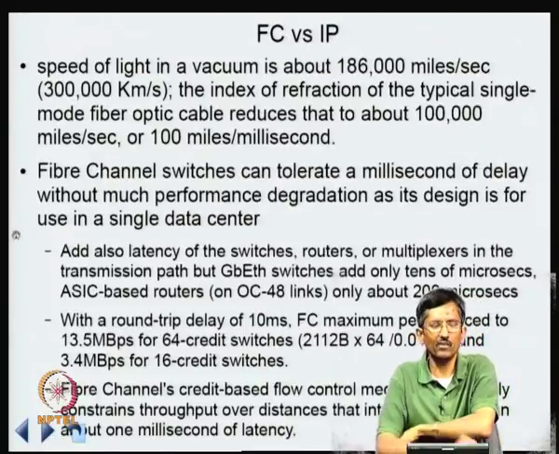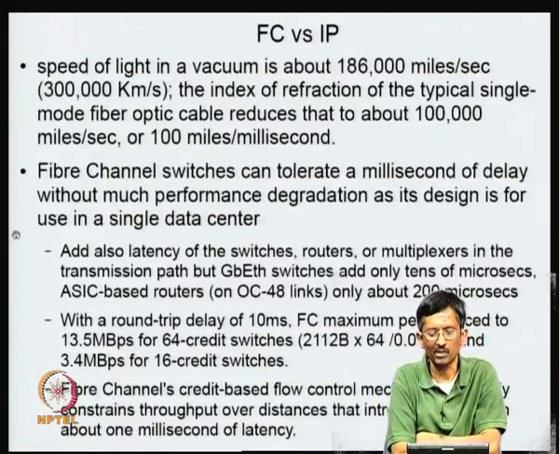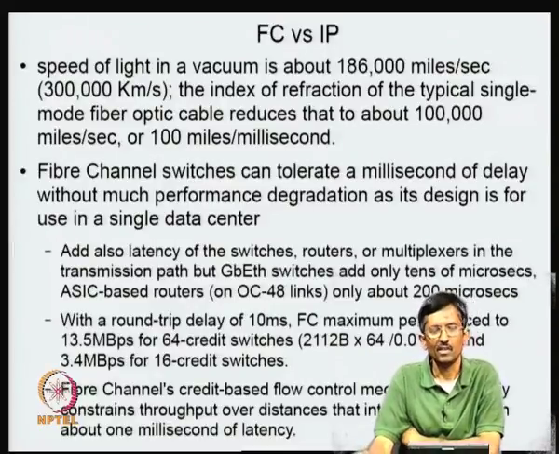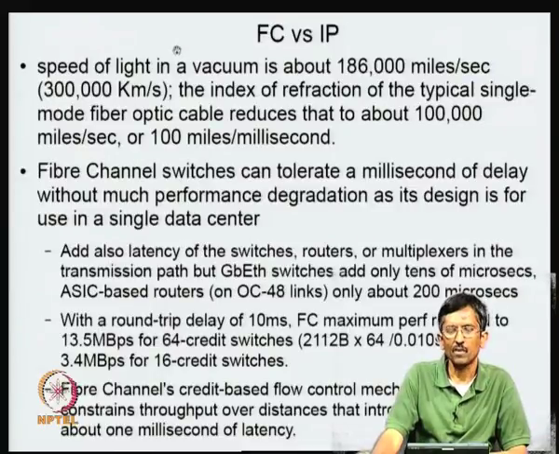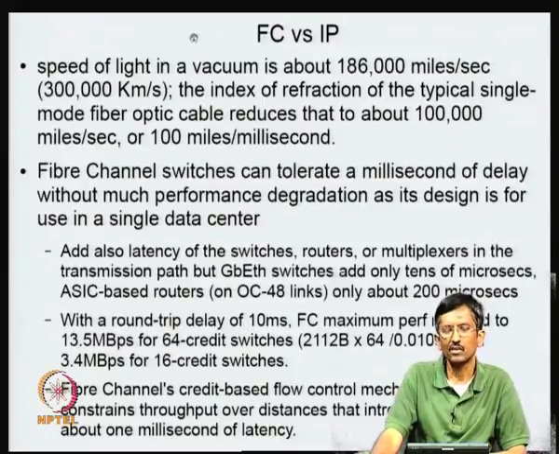Now let us see what the issue is with respect to credit based flow control. As I mentioned earlier, in Fibre Channel the medium for transmitting the data is fiber, which is optical fiber. And as you know, the speed of light is about 186,000 miles per second. Because of other issues like the index of refraction, the actual speed is about 100,000 miles per second. That is about 100 miles per millisecond.